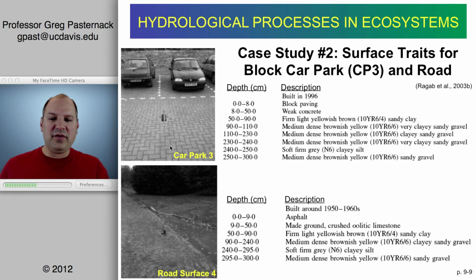Here are some newer surfaces. One shows pavers. These block pavers, like bricks, allow for some infiltration in between those. The pavers are 8 centimeters high, and then there's some weak concrete below that for about 40 centimeters. And then below that, the regular soil. And then here's a road surface away from parking lots, similar to the other parking lots, where you have 9 centimeters of asphalt underlain by about 40 centimeters of limestone.